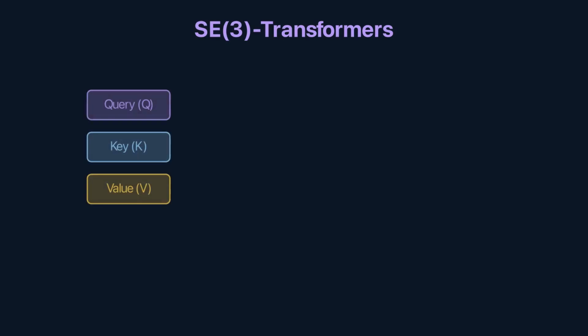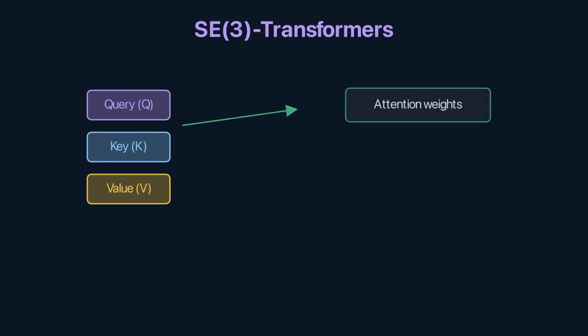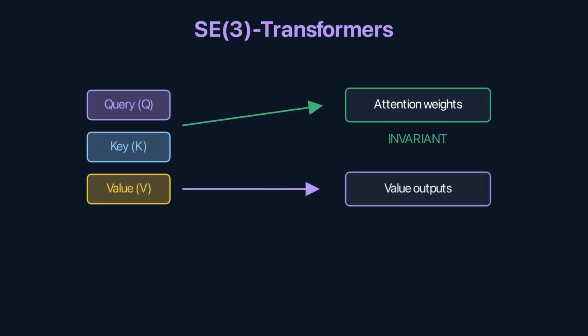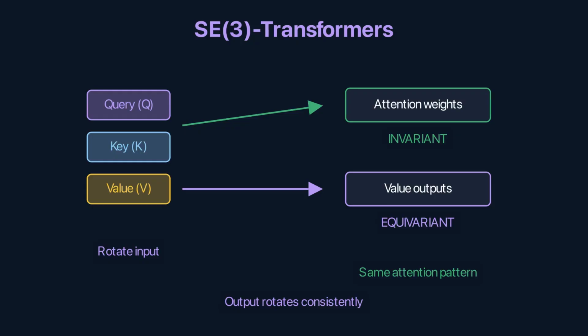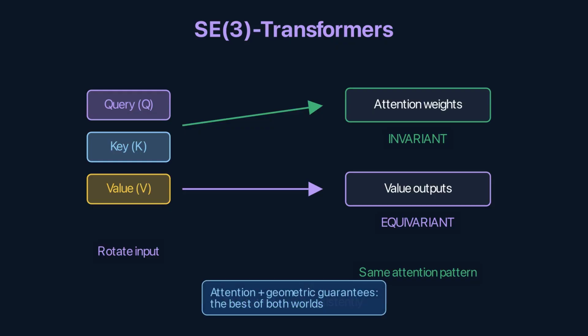SE3 transformers bring the power of attention to geometric data. The key innovation: attention weights are computed from invariant features, distances and angles that don't change under rotation, so the attention pattern is the same regardless of orientation. But the value vectors are geometric tensors; they transform equivariantly. The output is a weighted sum of equivariant values with invariant weights. The result: an attention mechanism that respects SE(3) symmetry. Rotate the input, and the output rotates consistently.